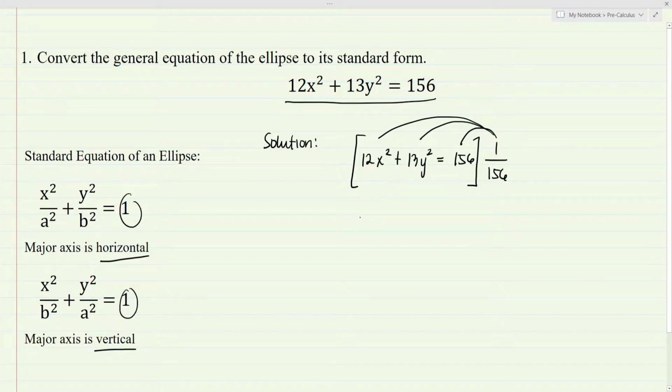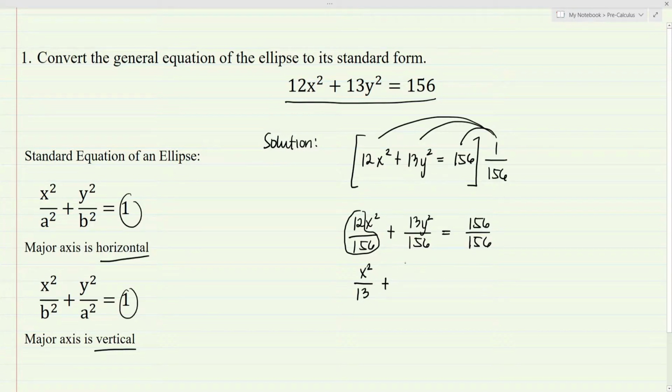So, I will have here 12x squared over 156 plus 13y squared over 156. Then, on the right side, I will have 156 over 156. Next step here is to simplify the fractions. We have here 12 over 156. That would be 1 over 13. So the first term here should be x squared over 13.